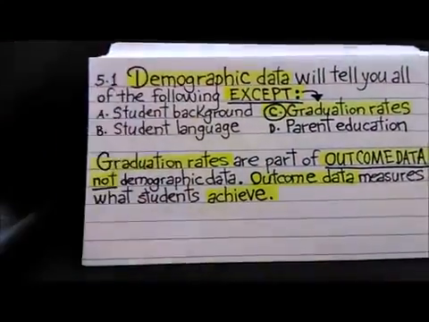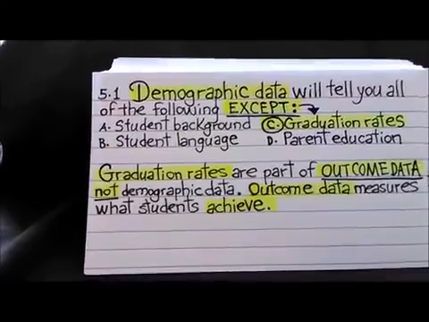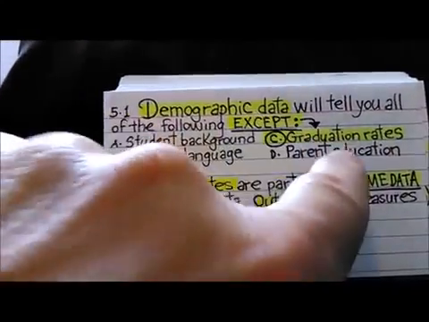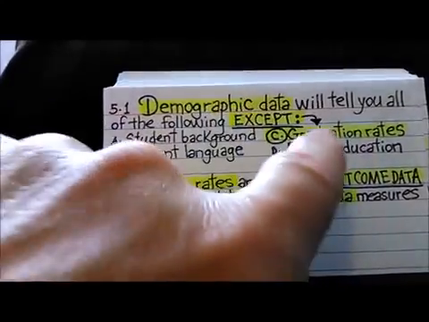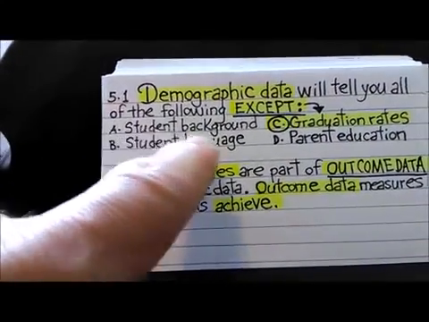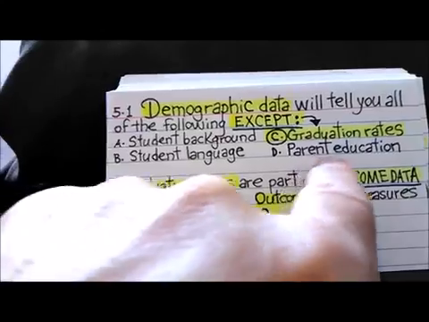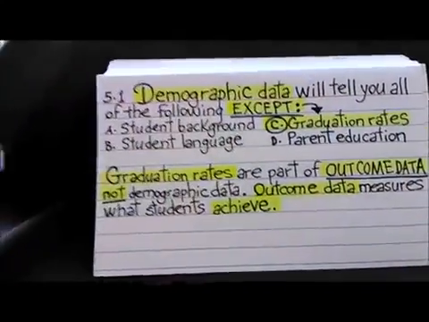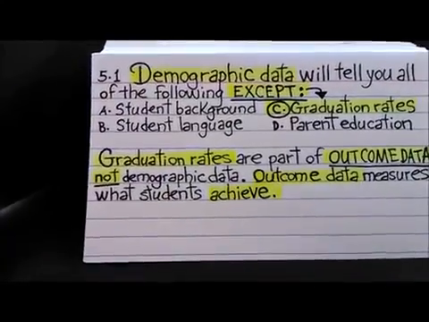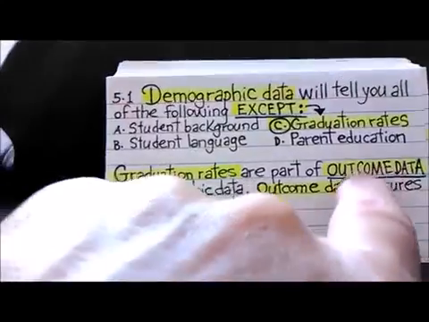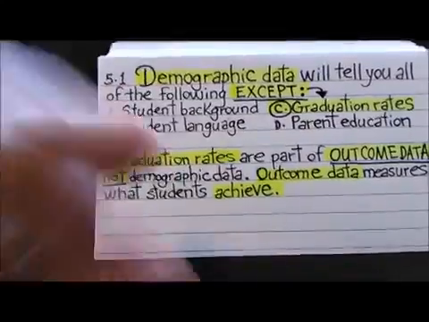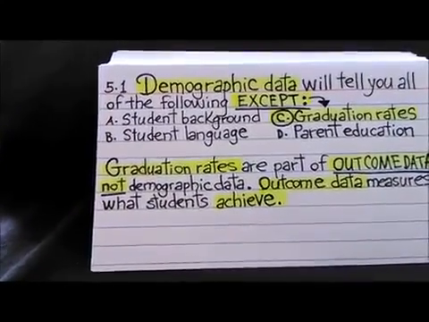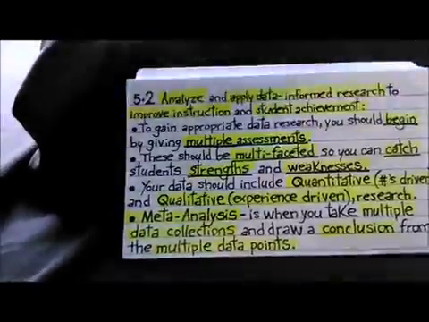Demographic data. It will tell you all of the following except graduation rates, which has nothing to do with demographics. Demographic is more about student background, student language, parent education, but not graduation rates, okay? Graduation rates are part of outcome data, not demographic data. Outcome data measures what students achieve.